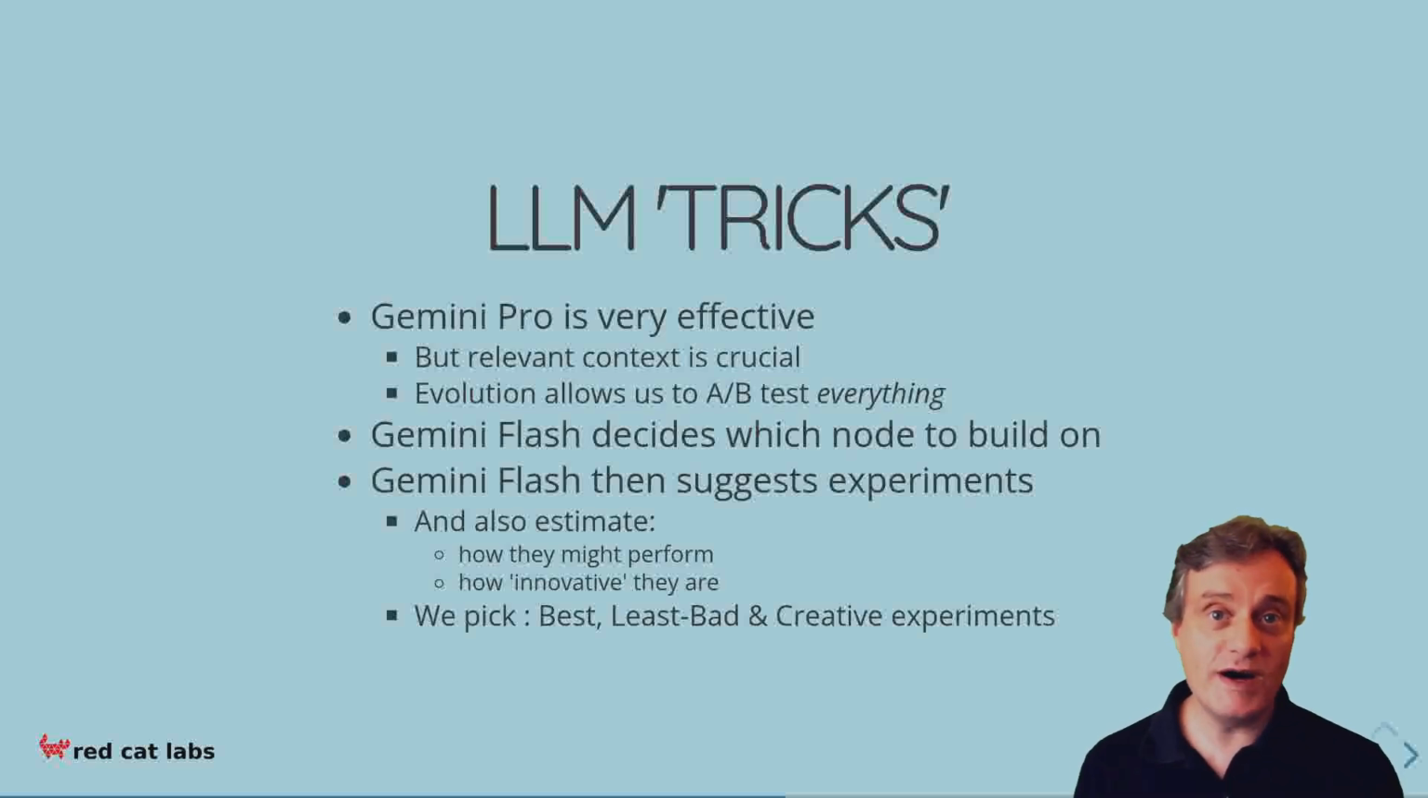So out of the wide range of experiments I've got it to propose, I then force it to do the experiments which give it the highest, in its estimation, the highest potential outcome, the highest worst outcome, and also the most creative. So this kind of forces it to innovate, or at least maintain several different paths towards best.